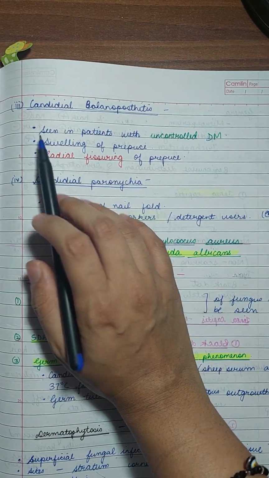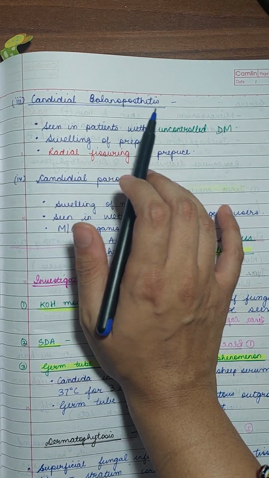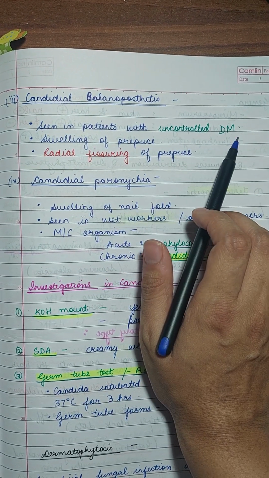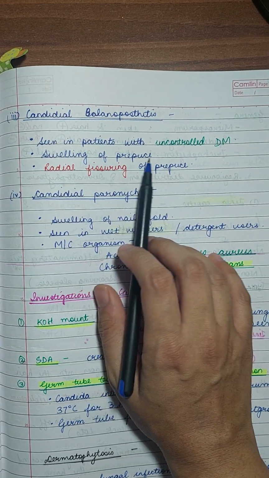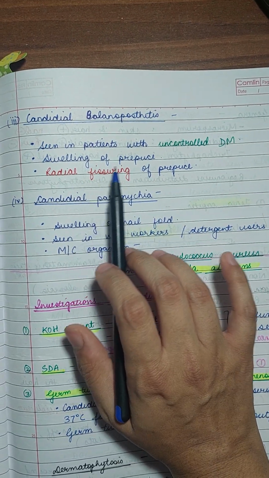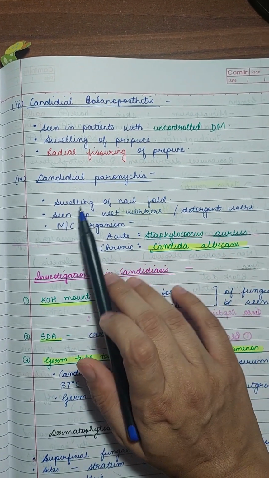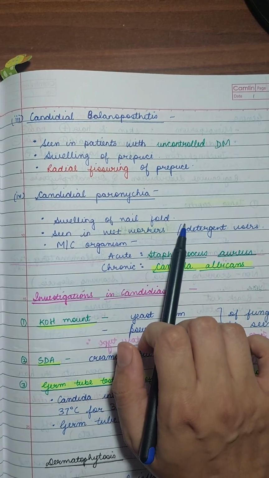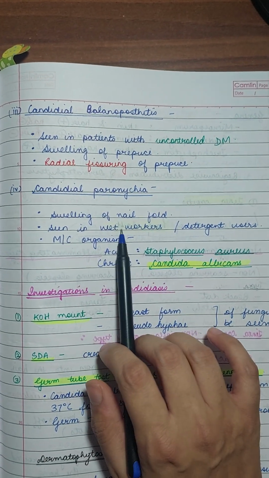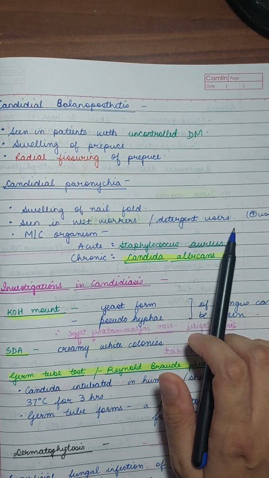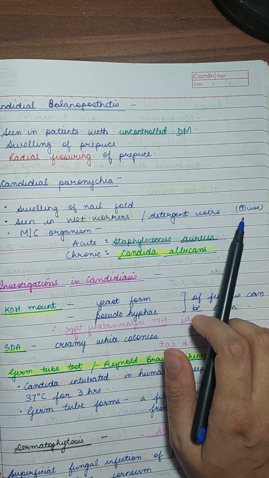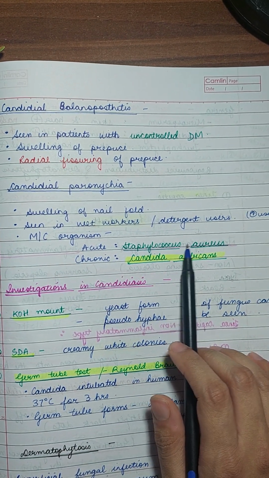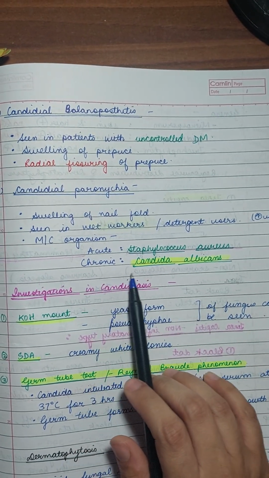Now we will talk about the third one, that is candidial balanophthitis. It is seen in patients with uncontrolled diabetes mellitus. Swelling of the prepuce is seen. Radial fissuring of prepuce is seen. Fourth is candidial paronychia. Swelling of the nail fold is seen. It is seen in wet workers or the detergent users when there is excessive use. The most common organism for the acute one is Staphylococcus aureus and for the chronic one is Candida albicans.